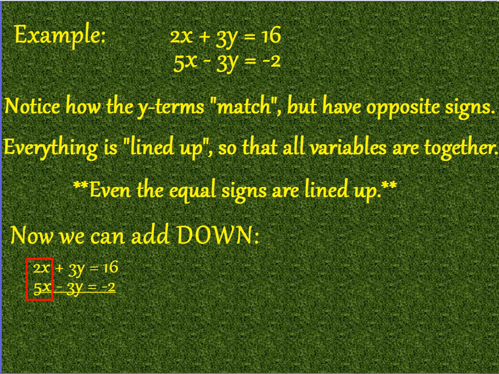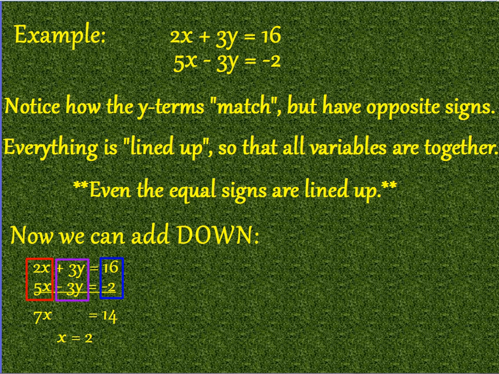Now I can simply add the two equations together. I can add the x terms. I get 7x. When I add the matching terms, and this is why they need to have opposite signs, 3y added to negative 3y cancel, and we have no y's left. We line up the equal sign and bring it straight down, and then 16 minus 2 gives us 14. Look at the equation I have left. 7x equals 14 means that x is equal to 2, and we've already solved for our first variable.